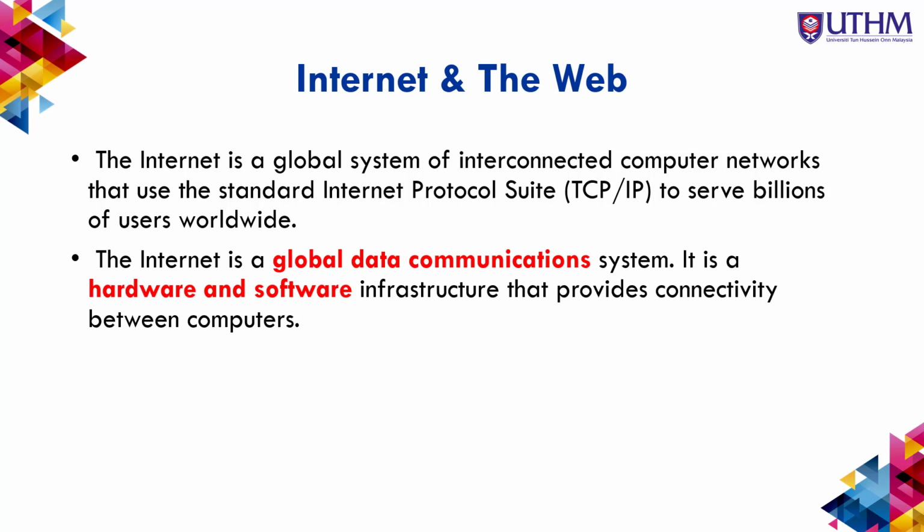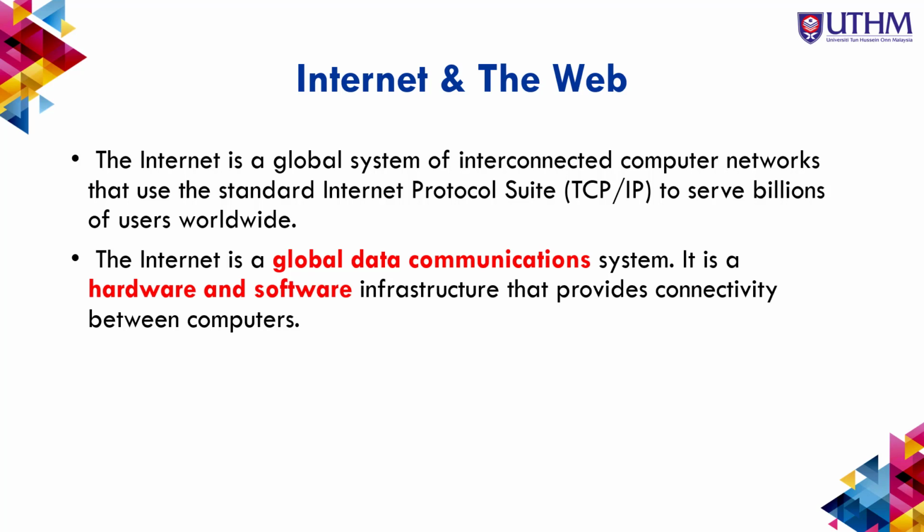So the internet is a global data communication system. It is a hardware and software infrastructure that provides connectivity between computers. Before this, we had standalone computers, and then we had network computers where you can communicate from one node to another, that means from one PC to another.